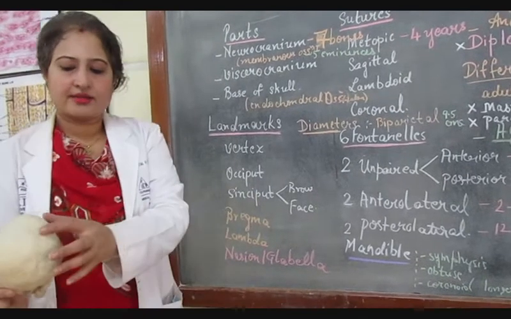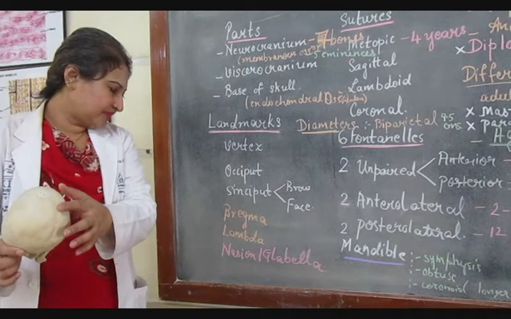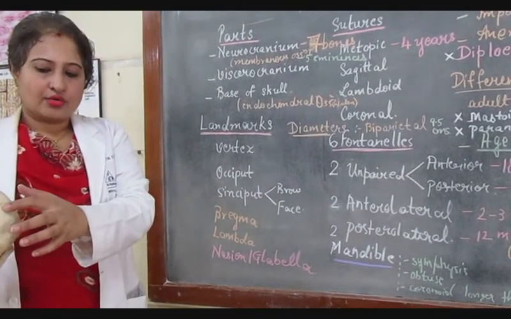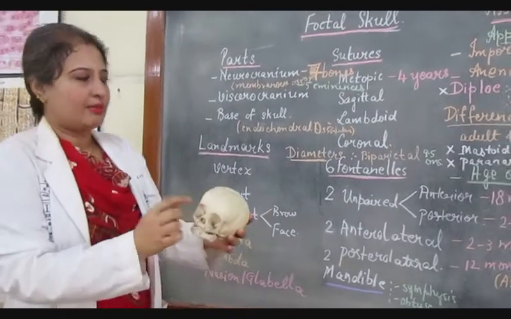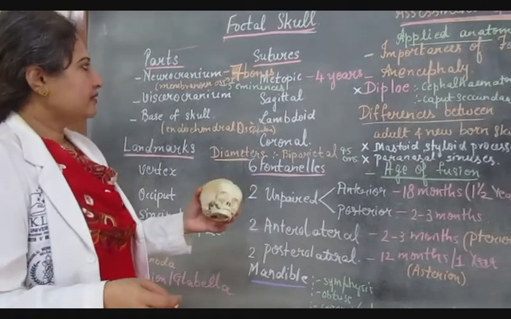Then lambda is this area which corresponds to the 2 lambdoid sutures uniting with the coronal suture. So there is the posterior fontanelle here, and then nasion or glabella is this one, the root of the nose. Then sutures we have done.